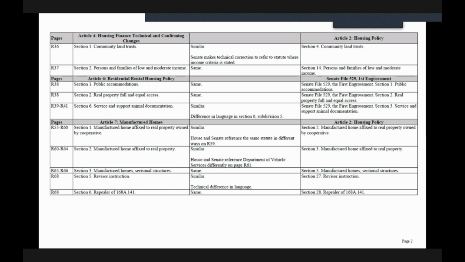Please continue. Chair and members, on R68, you will see a revisor instruction. On the House side, it's labeled Section 5, and on the Senate side, it's labeled Section 27. And these are similar with a very, very small technical difference in the language. My understanding is the Senate had questions about the technical differences. And so Chair Draheim, my sense is you have a motion to make at this point.